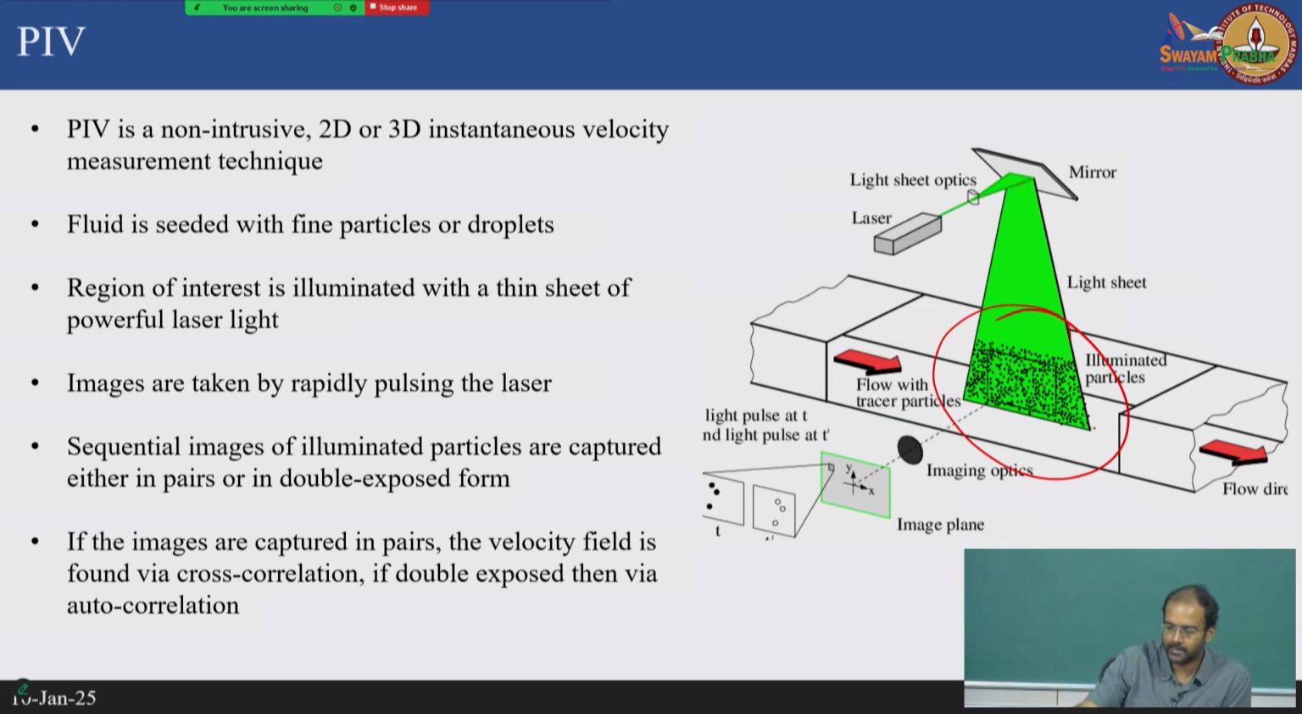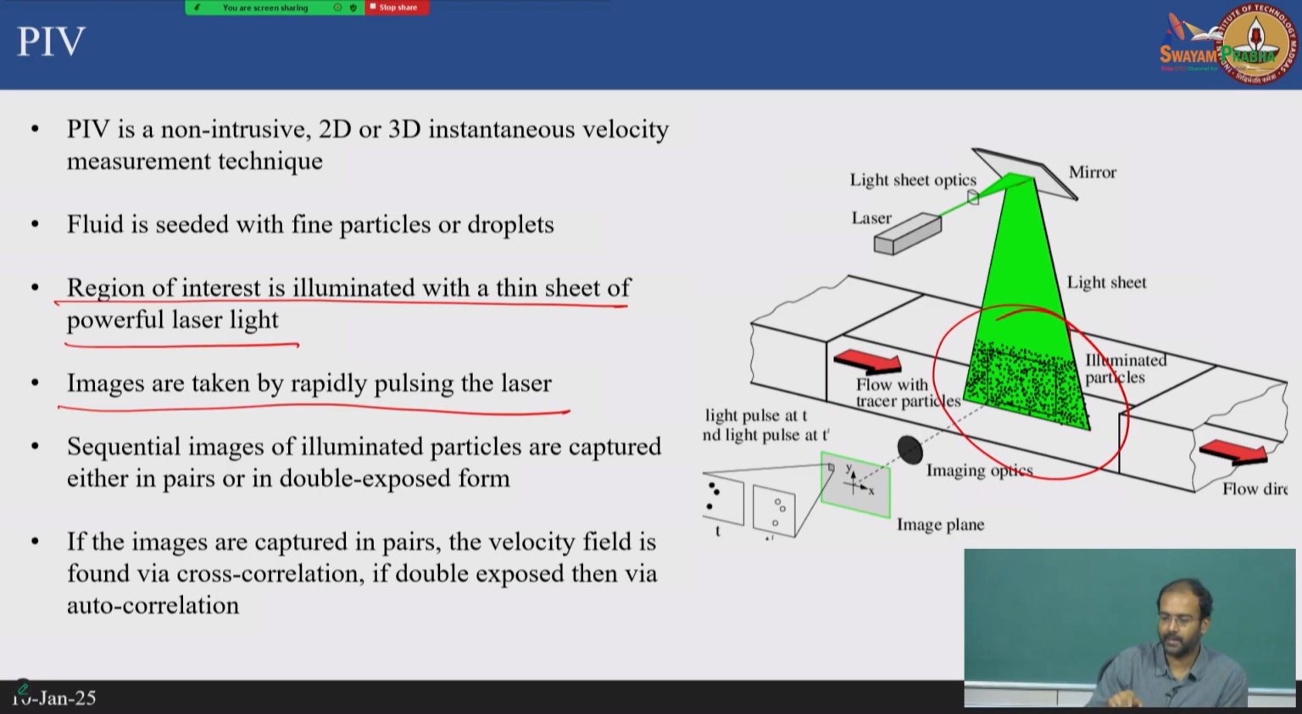So, we have this laser sheet which is illuminating a plane, and you seed this particular plane or the fluid with these fine tracer particles, and then the region of light is illuminated with a thin sheet, as I told you. Then the images are taken by rapidly pulsing the laser. Now, this laser is not just a continuous wave laser, but a pulsed laser. So, you keep pulsing.